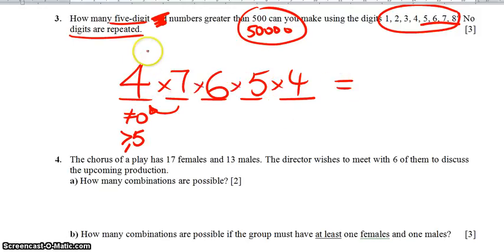When you think about this kind of question, you always start with the one with the restriction. If the one with the restriction is in the middle or at the end, you start with that.